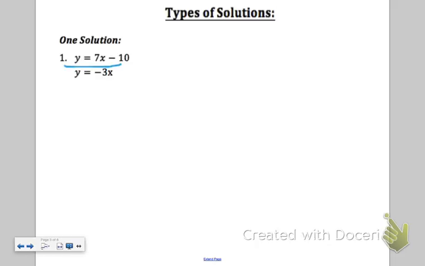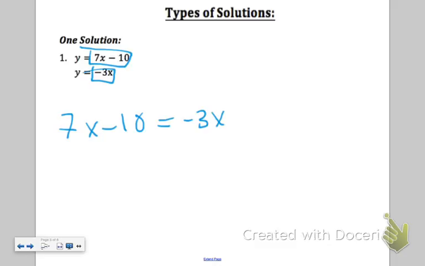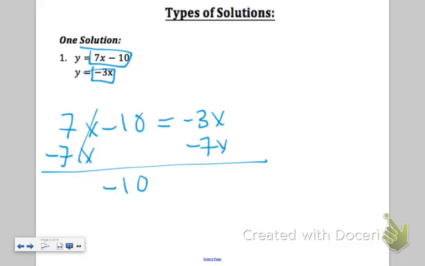Each equation is set equal to y, therefore we're going to set the right-hand side equal to each other. So we have 7x minus 10 equals negative 3x. To bring our variables together, we are going to subtract 7x on both sides. And we have negative 10. Be sure to write the sign of the number in front of the number. It is equal to negative 10x.